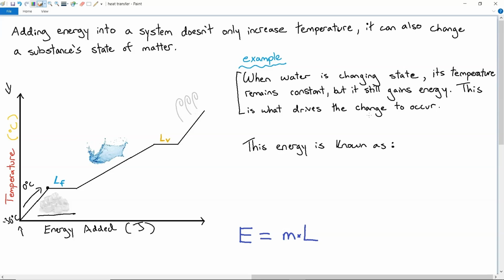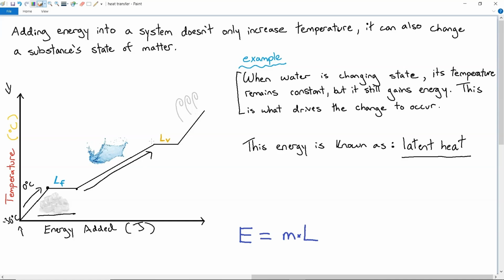And this energy is known as latent heat. So whenever you hear the words latent heat, that's referring to the energy that's causing a state change for a substance. What we can see continuing on our graph here is eventually all of our ice turns into liquid water. So once we add more energy beyond that, the temperature starts to rise again.